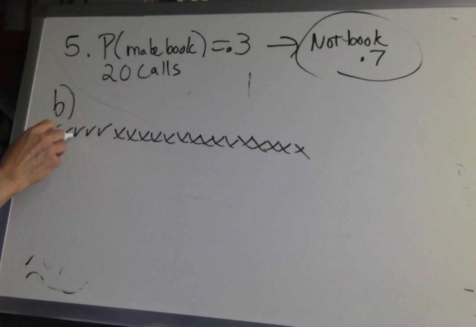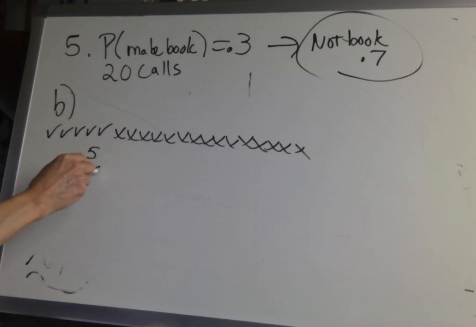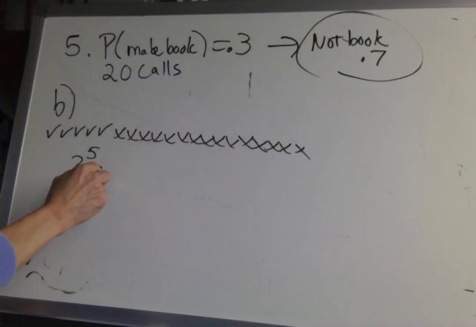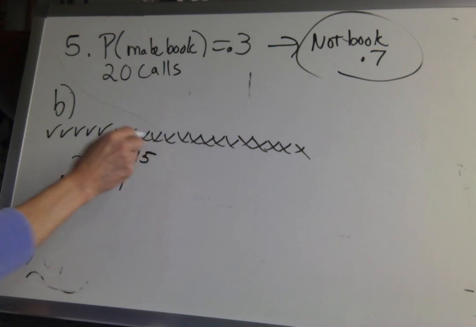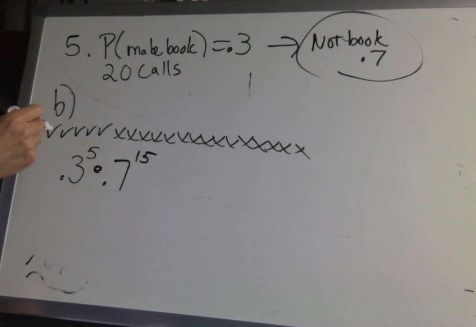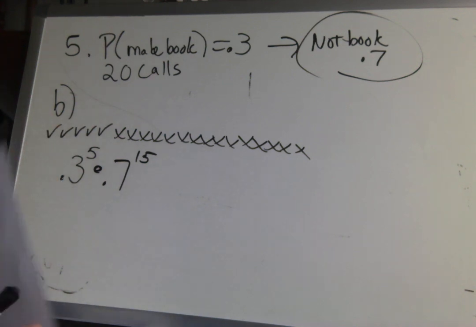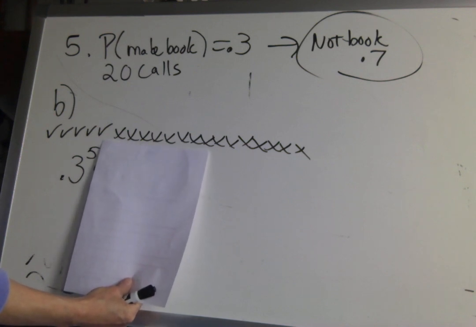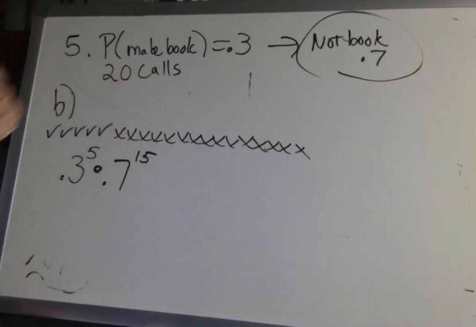0.3 times 0.3 times 0.3 times 0.3 times 0.3. There's 5 of them. But we got to keep timesing, right? Because this is all multiplication. But the x's are worth 0.7. And there must have been 15 of those. What I wanted to show you on this one, most common mistake is for students not to do the 0.7 to the 15. They read only the first 5, made a booking, but there were 20 calls.